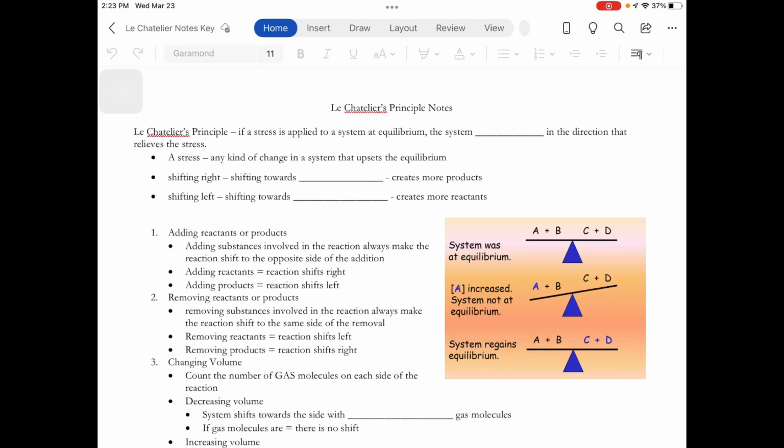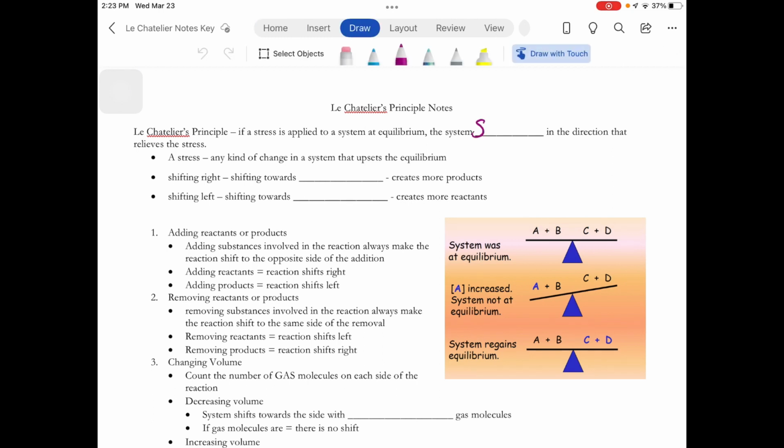Hi students, today we're going to talk about Le Chatelier's principle. Le Chatelier's principle says if a stress is applied to a system in equilibrium, the system shifts in the direction that relieves the stress. A stress can be any kind of change in the system that upsets the equilibrium.